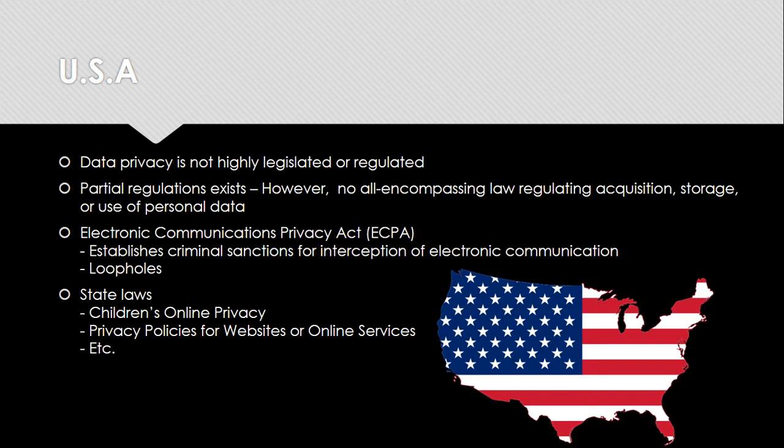The closest that exists as a federal law to protect cyber privacy is the Electronic Communications Privacy Act, which establishes criminal sanctions for interception of electronic communication. This Privacy Act was amended by the Communications Assistance to Law Enforcement Act in 1994, by the USA Patriot Act in 2001, and by the USA Patriot Act Reauthorization Act in 2006. The law basically prohibits a third party from intercepting or disclosing communications without authorization.